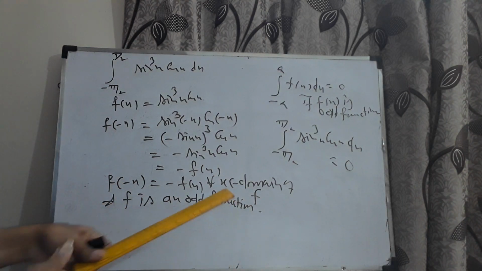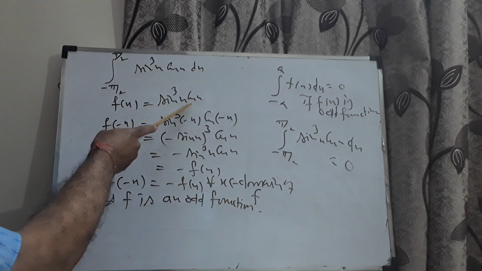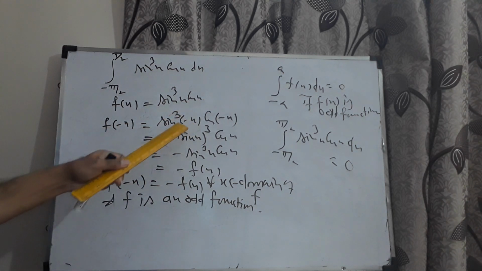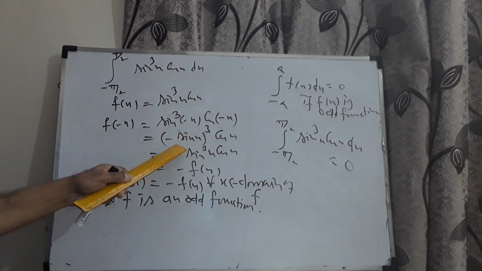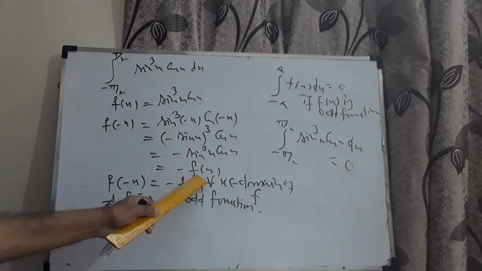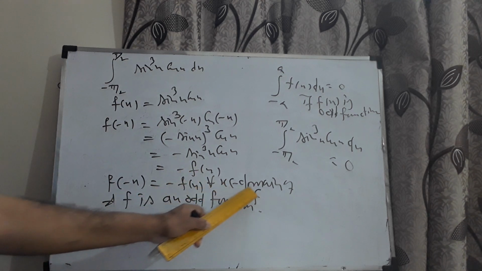I repeat the whole process. I take the function as sine cube x cos x. For f of minus x, I will replace every x by minus x. Sine minus theta is minus sine theta. Minus sine x whole cube into cos x. Minus sine cube x cos x, which is minus f of x. This is true for every element in the domain.